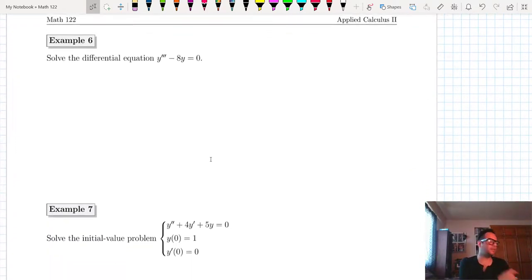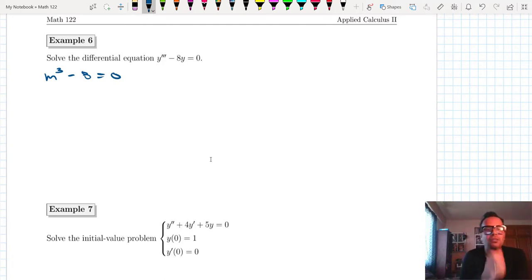Question, can we go higher than 2? Of course. Higher order, no wonder the title of this section is higher order differential equations. Okay, so solve the differential equation y triple prime minus 8y. In this case, the corresponding characteristic equation is m cubed minus 8 equals 0. Careful when solving this equation because we are supposed to have 3 solutions.